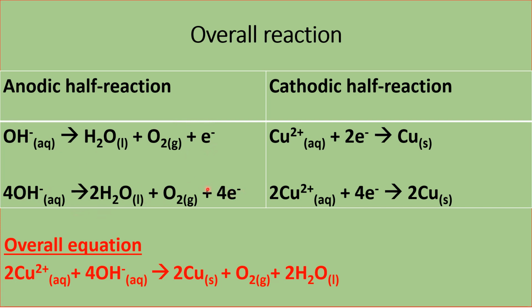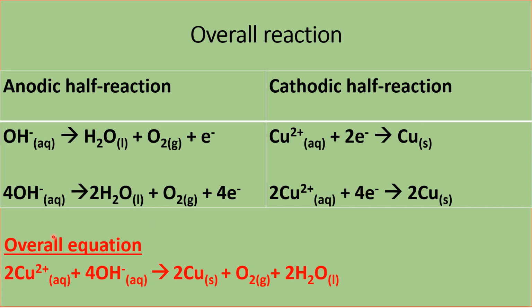This equation is perfect. The number of electrons lost and the number of electrons gained must be the same, and that is why I need to multiply everything here by 2 to get what? 2Cu2+, 4e-, and 2Cu. 2 copper, 2 copper. So the number of electrons gained is 4, and the number of electrons lost is 4. The two of them cancel each other.